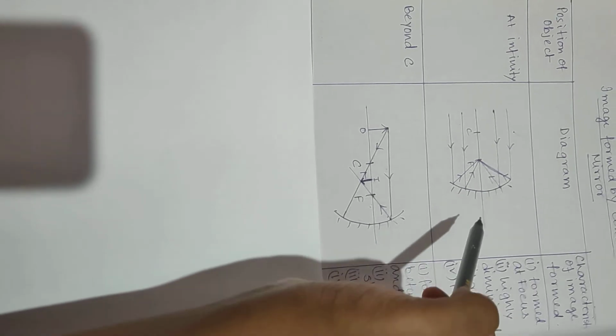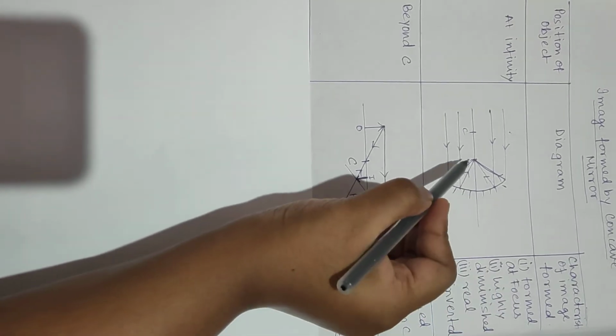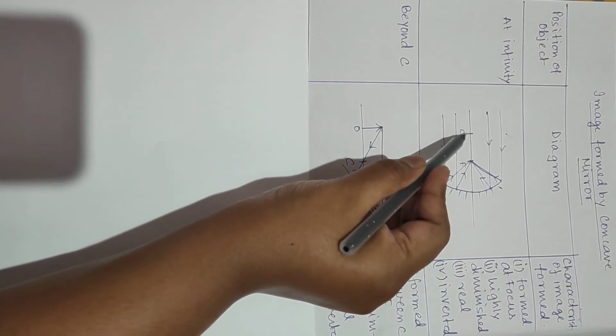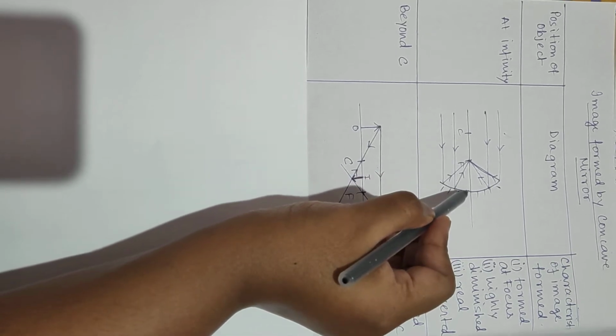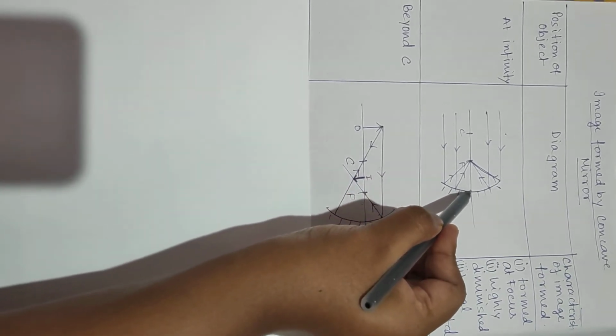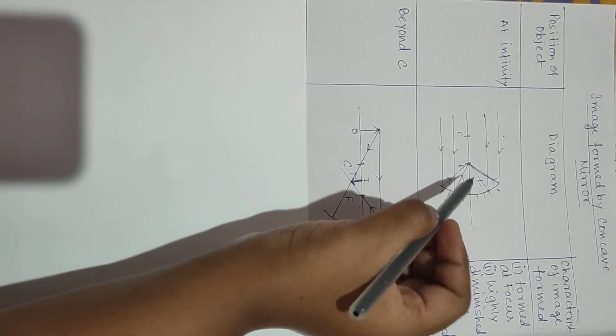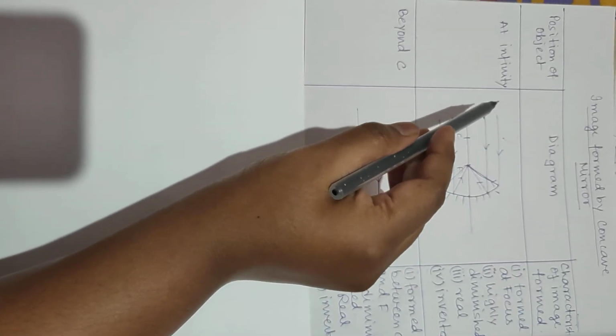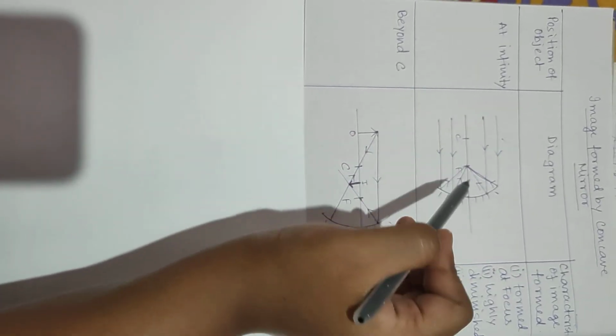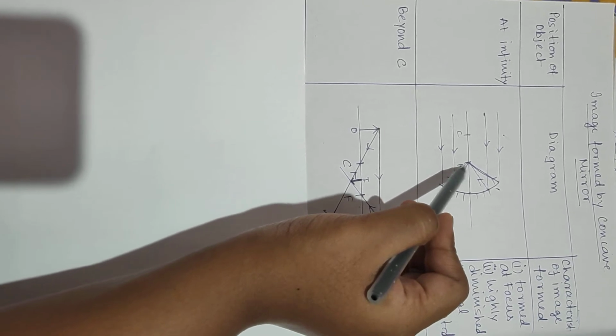You must draw the diagram keeping in mind that the focus and the center of curvature must be at equal distance with the pole, as I have shown you in my previous class. So the object was very large. Now let's see what happens to the image.